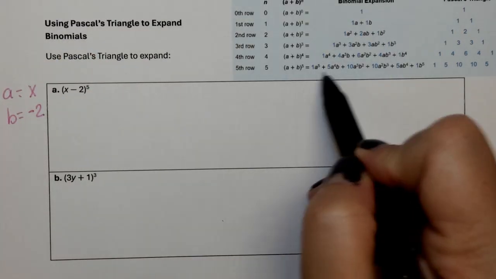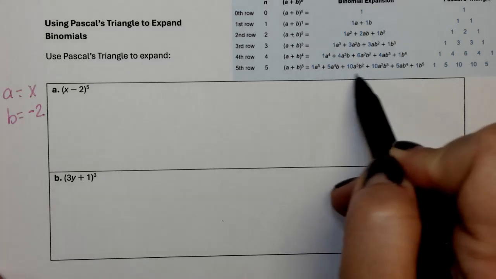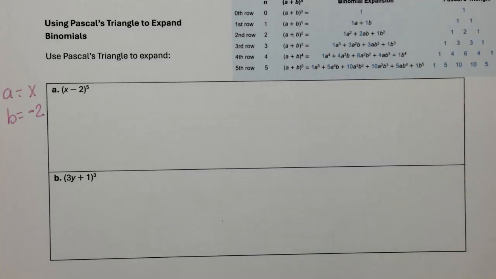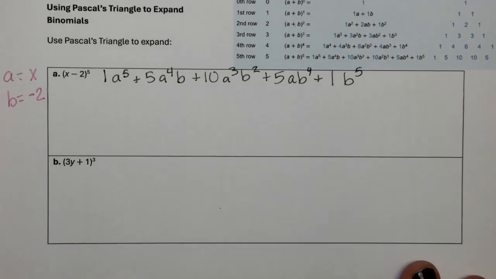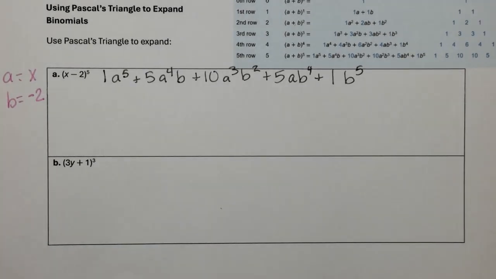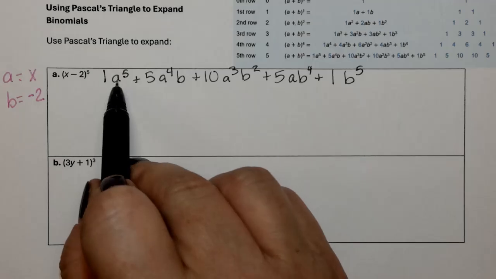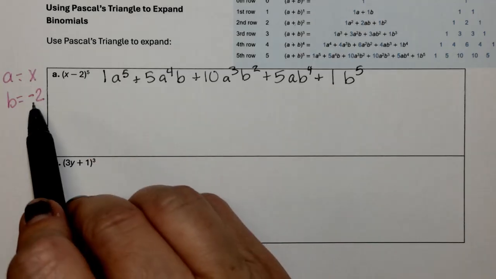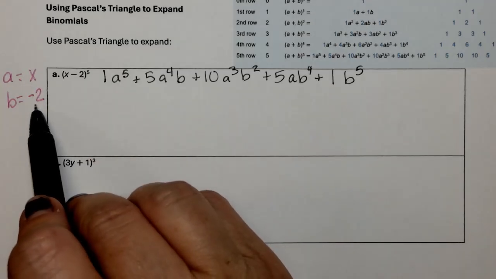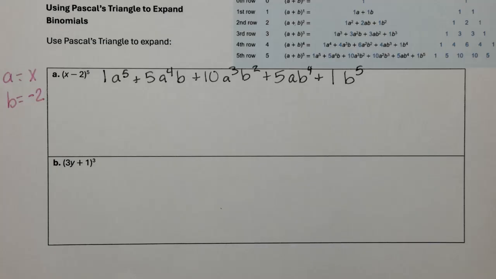All right, so I'm going to write this row down on my paper here to match up. All right, so I've got the pattern written down. So now what we're going to do is everywhere there's an a, we're going to plug in x. Everywhere there's a b, we're going to plug in -2. So pause your video and do that now because I'm going to pause.